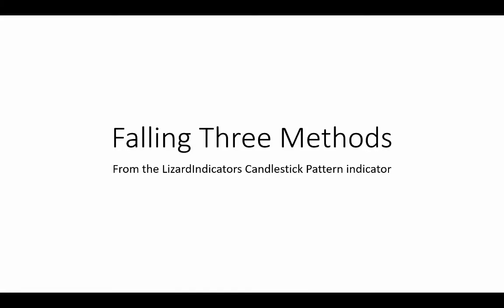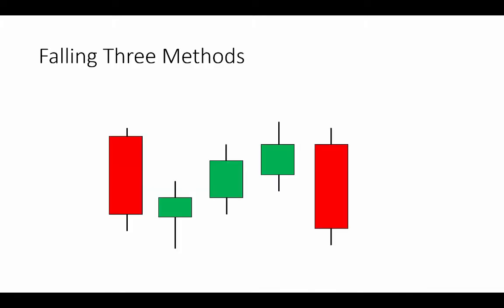Hi there. In this video, we're looking at the falling three methods pattern as available from the lizardindicators.com premium section. This is a bearish five bar continuation pattern where the first bar is a down close large body bar and the second, third, and fourth candles are small bodies or up closes.